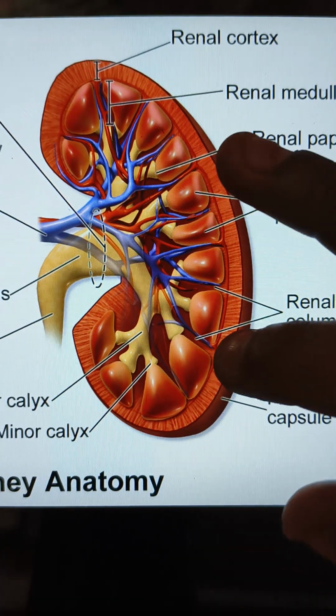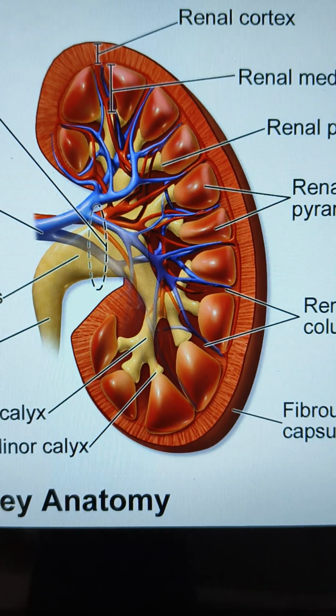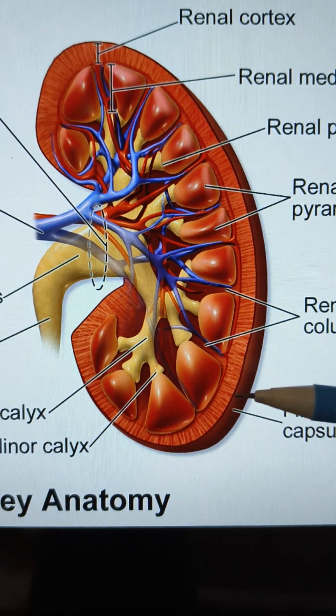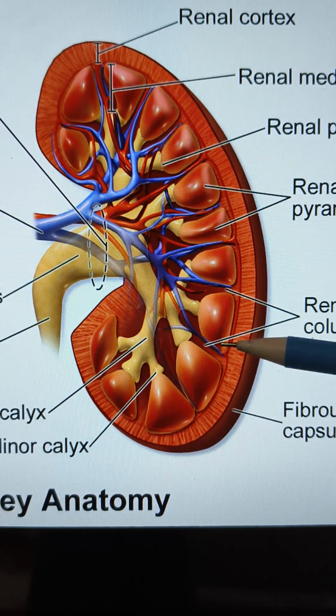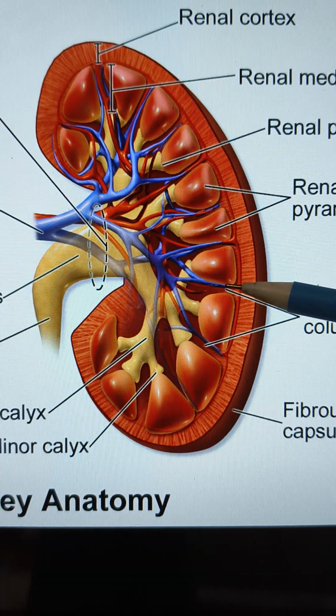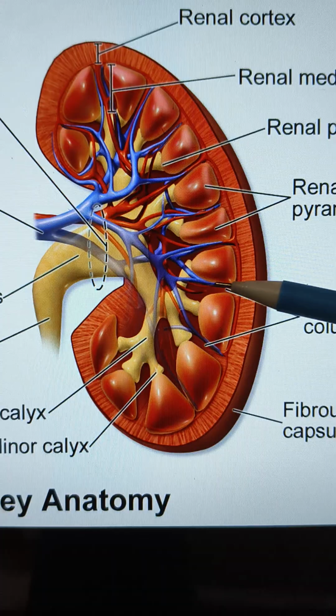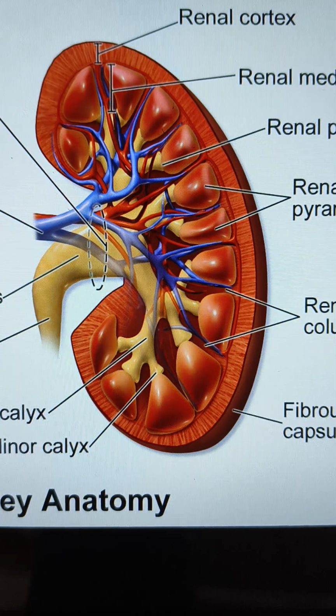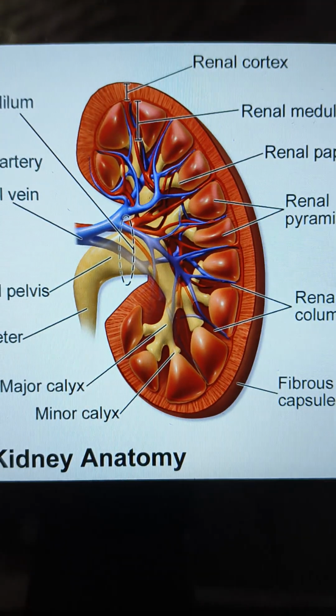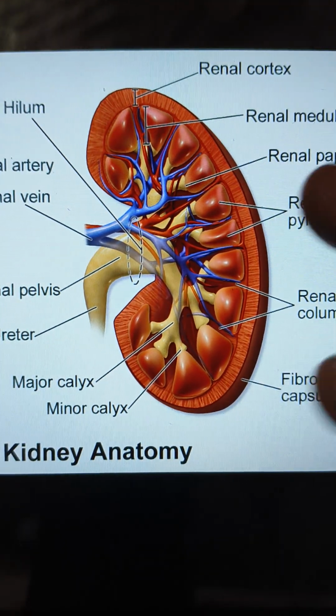After that, you may see the renal columns, or columns of Bertini, which are present between the two renal medulla. The gap between the renal medulla is called the renal column or column of Bertini.